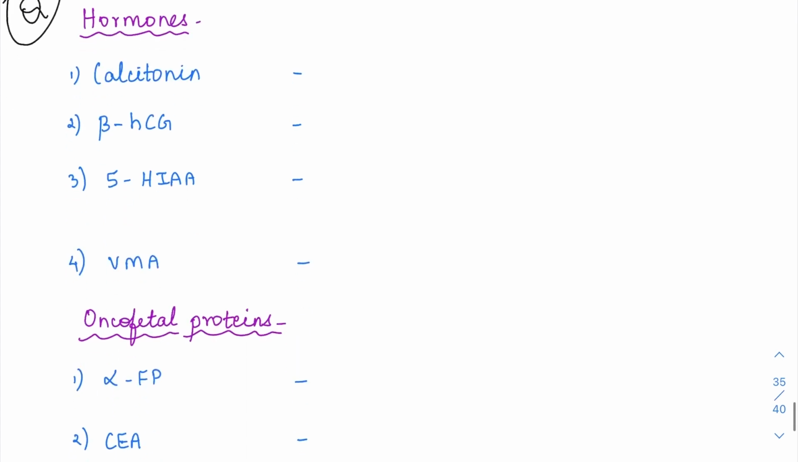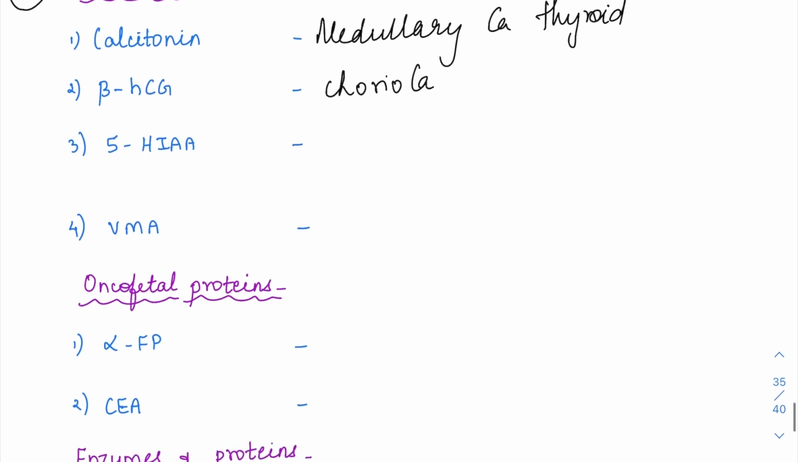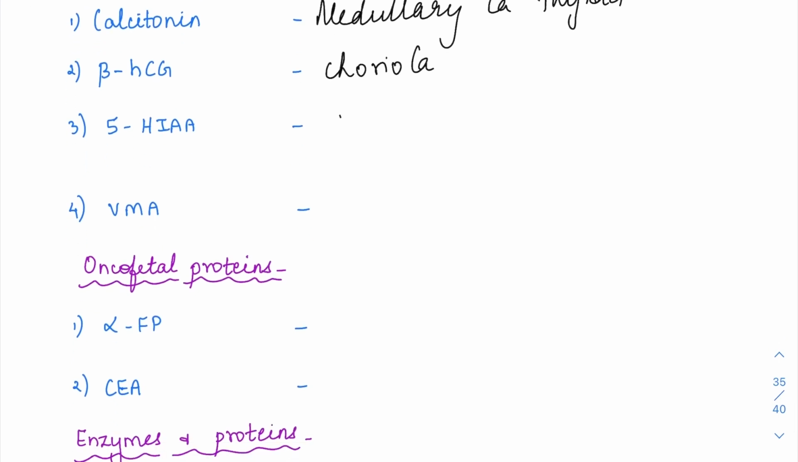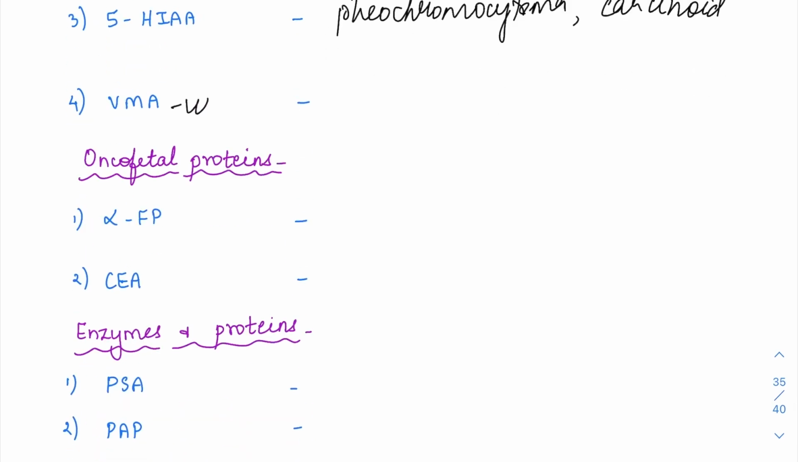So what are the tumor markers? Under hormones, we have calcitonin. You can check for serum calcitonin levels, which are going to be elevated in medullary carcinoma of thyroid. Beta HCG, we all know it is for choriocarcinoma. 5-hydroxy-indole acetic acid is for pheochromocytoma and for carcinoid also. Vanillyl mandelic acid in the urine, you can study this, and this is again for pheochromocytoma.